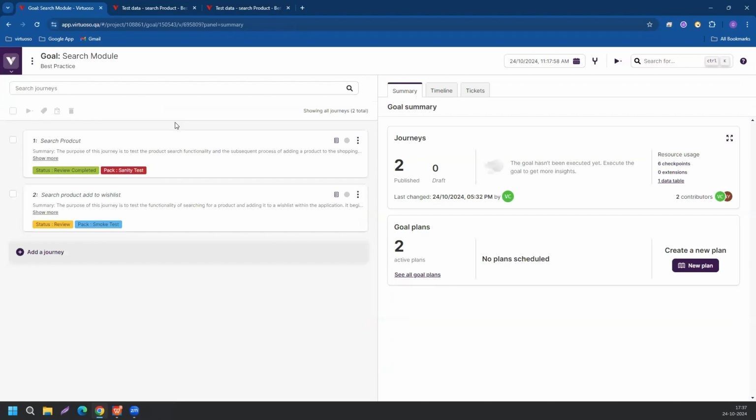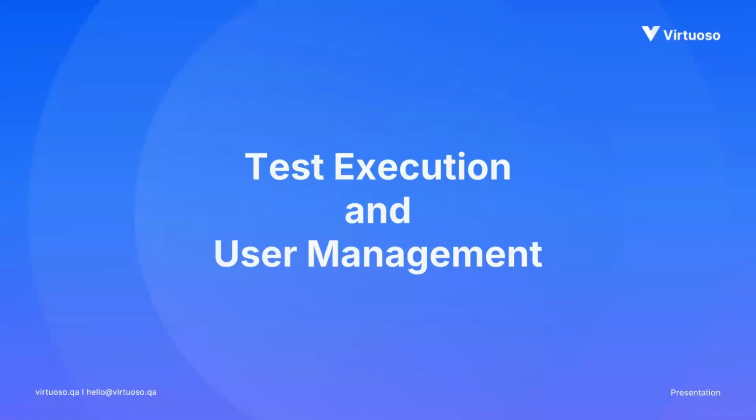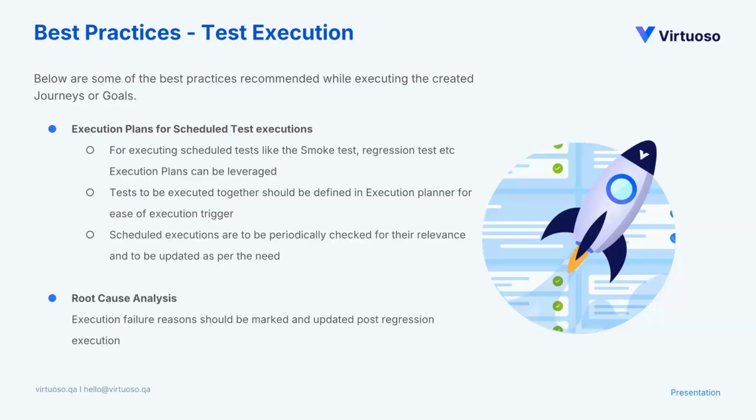Now we will go to our next topic, test execution and user management. Coming to test execution, we recommend using the test execution planners for different packs, like smoke testing and regression testing. You can simply schedule and use them. If you want to execute a bunch of journeys from different goals, you can do that from our execution planner, and it gives an easy way of executing all journeys in a single go.